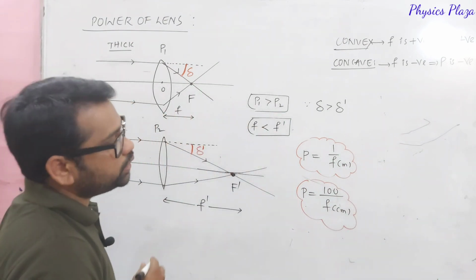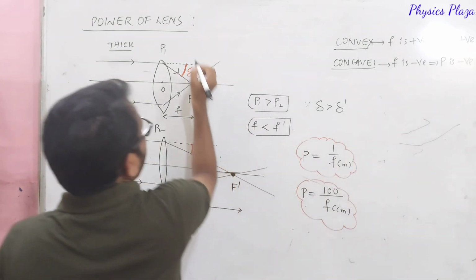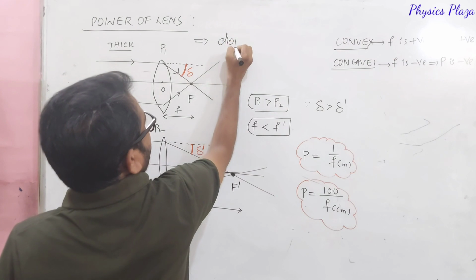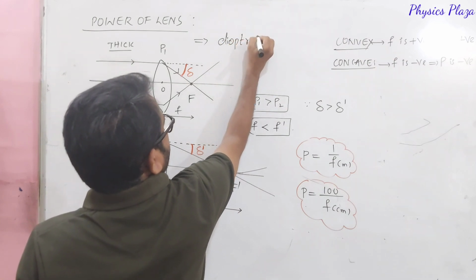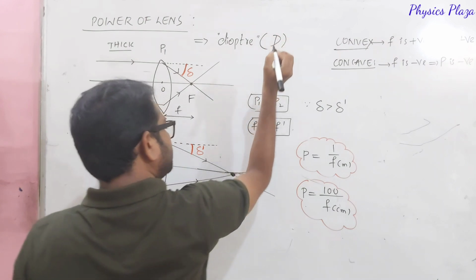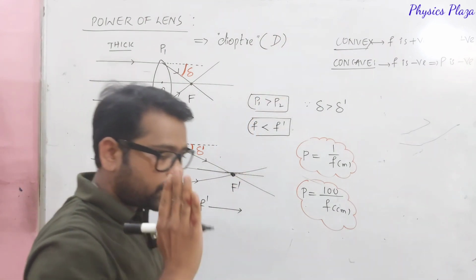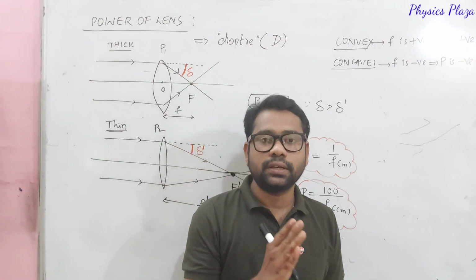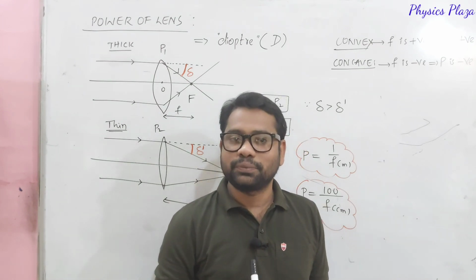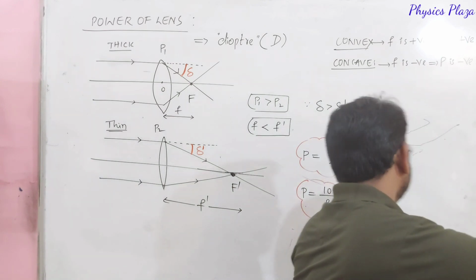Okay, fine. And what are the units, children? Here the units of power of a lens are diopters, and we can also represent it with a capital D. So children, for a convex lens, power is positive. For a concave lens, power is negative.